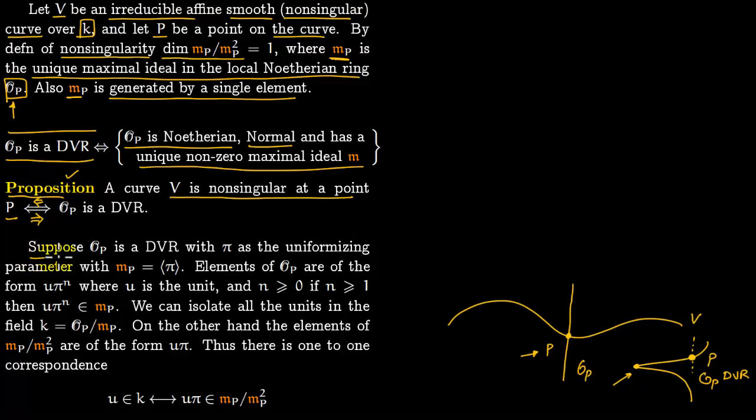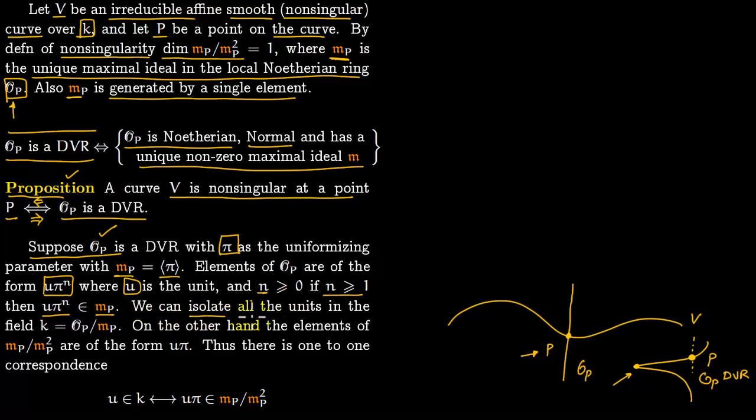So suppose that O of P is a DVR. We start from here, and so it is a discrete valuation ring. Then it must have a uniformizing parameter, and the maximal ideal is generated by this uniformizing parameter. Now recall what the elements of O of P look like. Since this is a discrete valuation ring, the elements are of the form U pi to the n, where U is a unit and n is greater or equal to 0. And if n is greater or equal to 1, then U pi to the n lies in the maximal ideal.